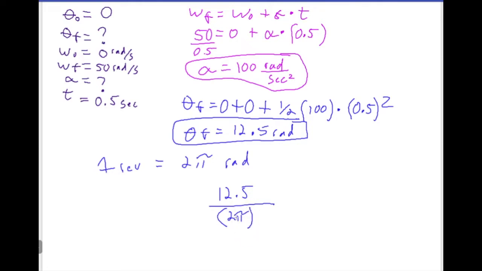When you're dividing it, make sure to put this in parentheses. Your calculators are really smart and they're going to do exactly what you tell them to do. And if you don't put it in parentheses, you're going to end up with the wrong answer. So after we solve for that, we get 1.99 rotations.